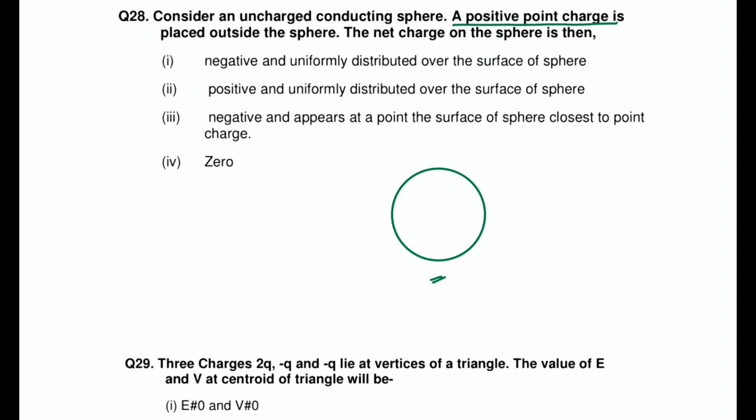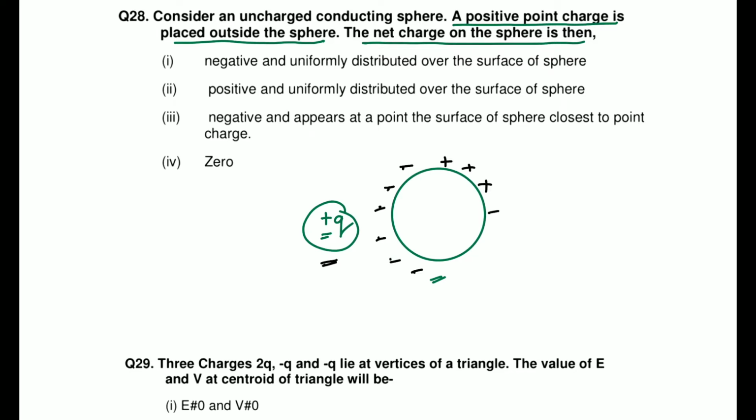A positive point charge is placed outside the sphere. The net charge on the sphere is then. So let's say I have placed this positive point charge outside the sphere. You have to understand that because of this positive charge, induction will happen. For example, the near face will have the negative charge, so you have 1 2 3 4 5 6 negative charges, and the opposite face will have the positive charge, an equal number of positive charges. So because of induction, equal charges are induced on opposite faces.